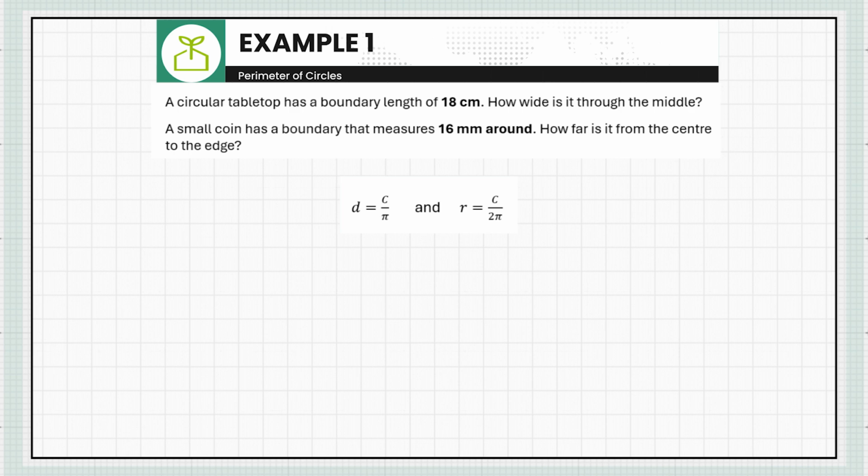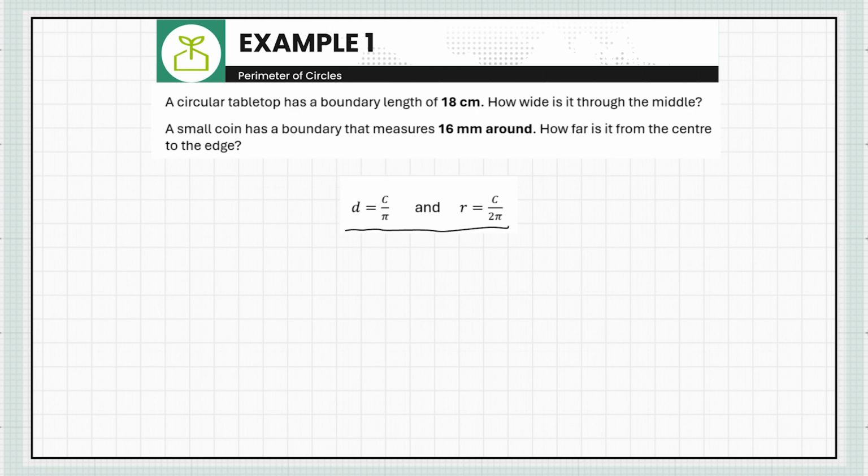So right now we're going to look at some word problems, but these word problems also have to do with determining the diameter and the radius from a given circumference. And to do that, we can use one of the two formulas you see below. So one of these two formulas can be used to determine what our diameter or radius is given a circumference.